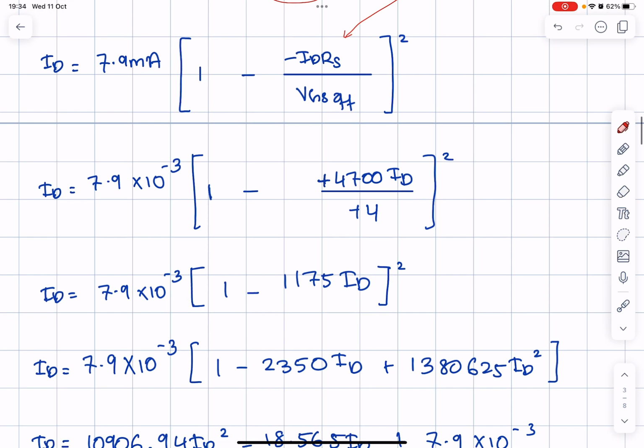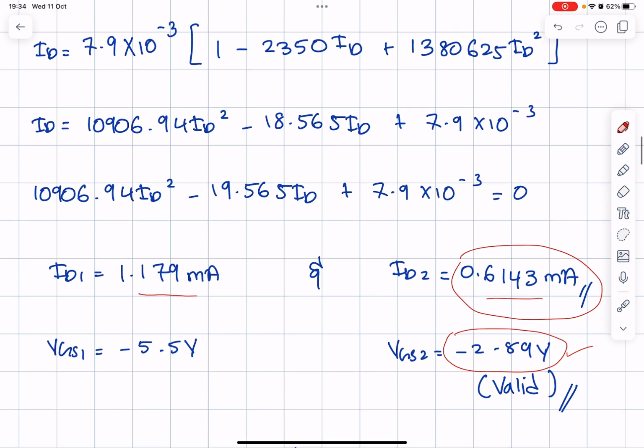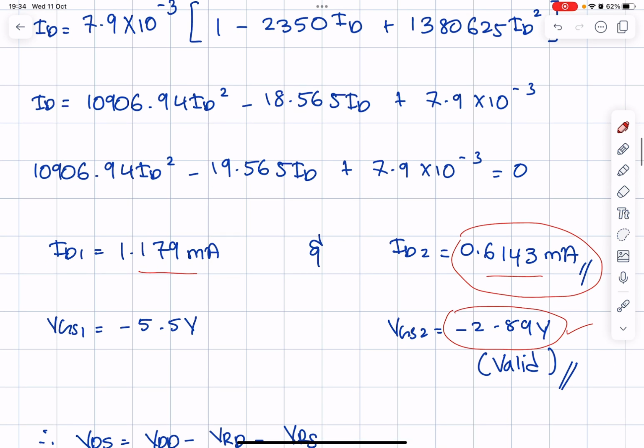If you simplify all the equations here, then in the end, you should have two currents, where ID1 is equal to 1.179 milliampere and ID2 is equal to 0.6143 milliampere. Based on these two currents, you need to determine which current is the valid current.